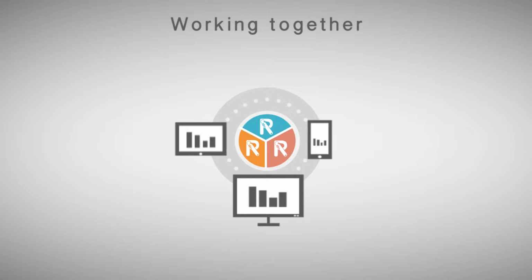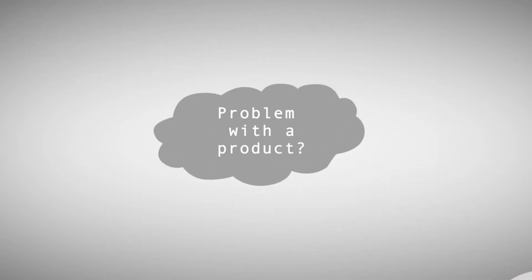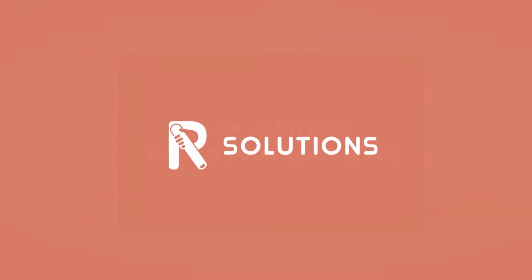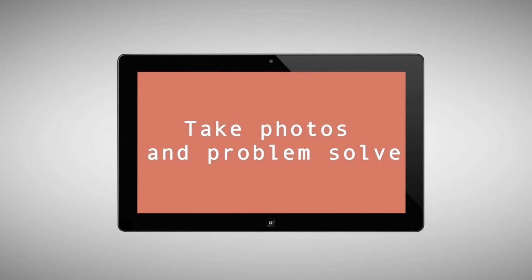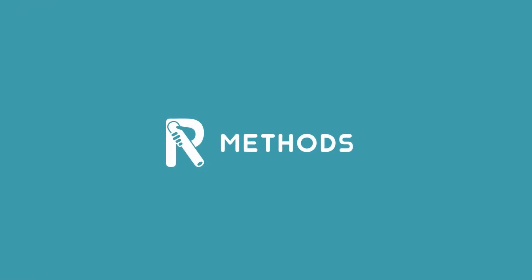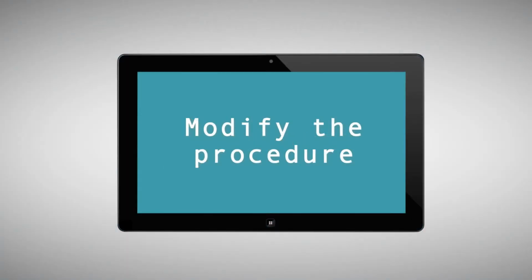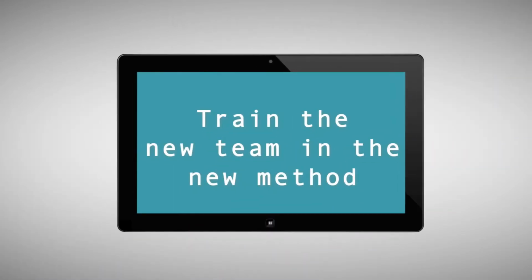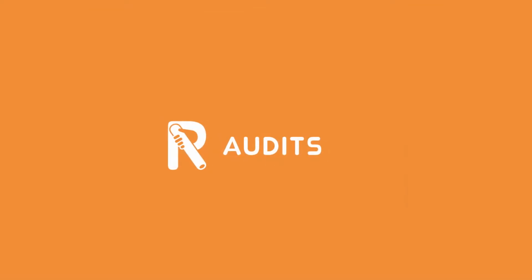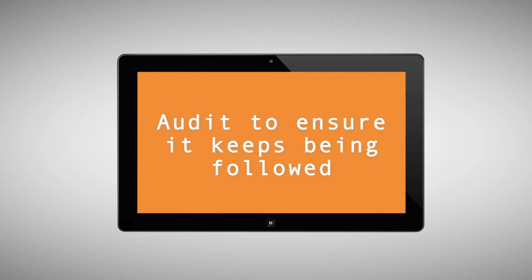So how do the three apps work together on the tablet? Imagine we think we've found a problem. We can use the tablet to pull up the standard or the drawing to confirm whether it really is or isn't a problem. And if it is, then we open Relay Solutions, take photographs, fill in a problem-solving sequence, and get the problem solved. If part of the solution is that we need a new operating procedure, we open Relay Methods. In Relay Methods, we can quickly modify the procedure and then confirm it and train the team in the new method. Finally, we can use Relay Audits to audit how a job is being carried out to make sure the new procedure is being followed.